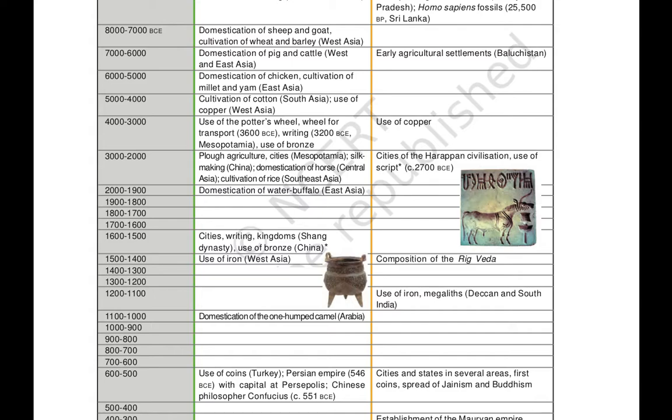3,000 to 2,000 timeline, in Asia, plough agriculture, cities, Mesopotamia, silk making, China, domestication of horse, Central Asia, cultivation of rice, Southeast Asia. In South Asia, cities of the Harappan civilization, then use of script in 2700 BCE.